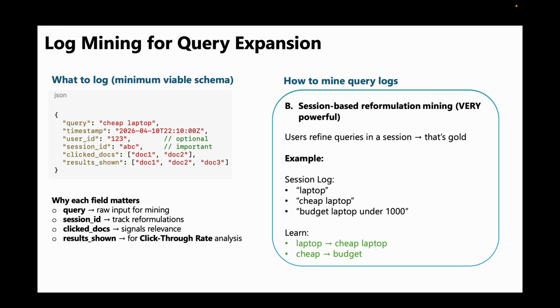Iterative reformulation of a query by a user in a single session is also a strong indication that the words are related. For example, if a user started with the word laptop and then corrected it with cheap laptop and further by budget laptop under 1000, then this is an iterative reformulation of the query, which indicates that the terms are related.